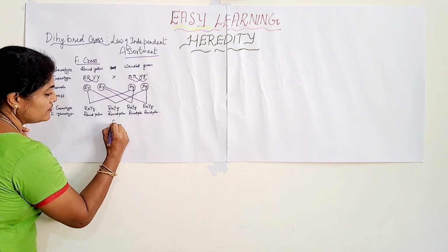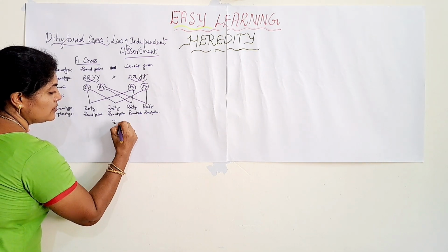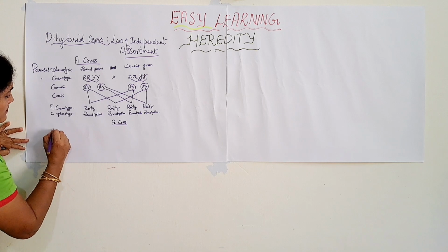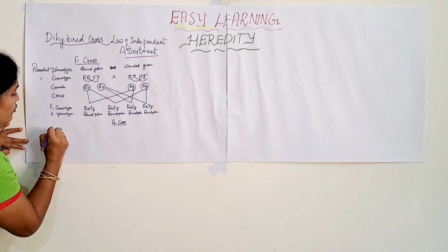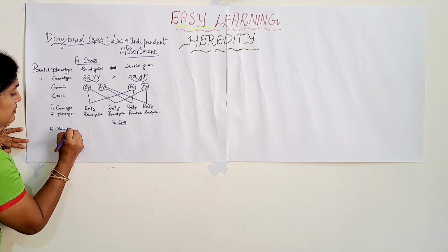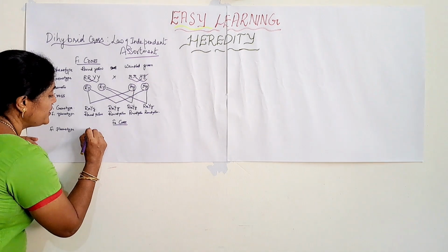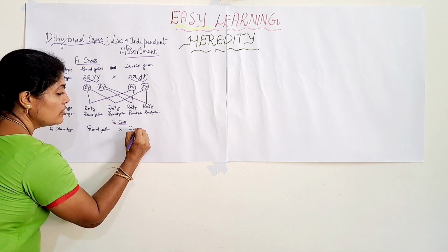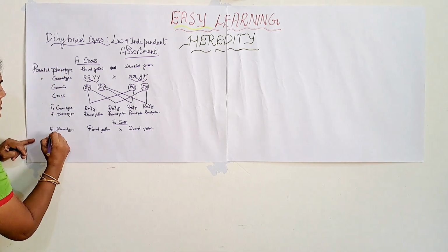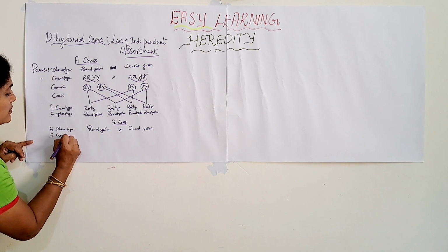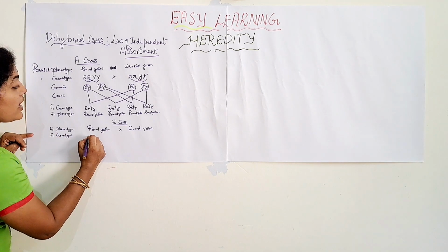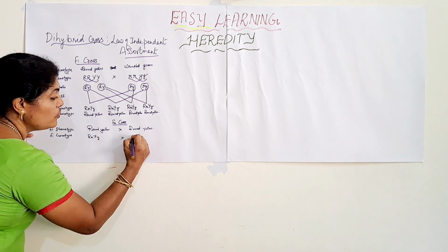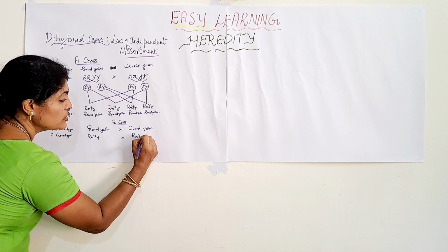So here, the F1 phenotype we will write. The F1 phenotype, that is round yellow crossing into round yellow. Then F1 genotype. So we have done what? Capital R, capital Y, small y into capital R, capital Y, small y.